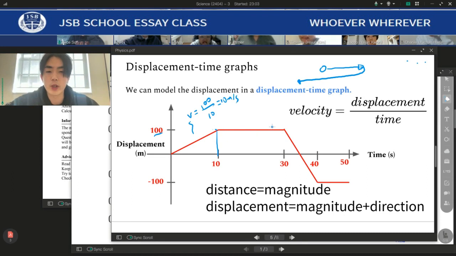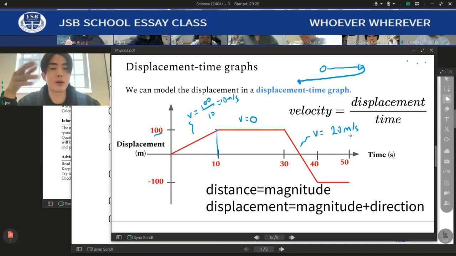From here to here, we know it's stopped, okay? This is flat, so velocity is 0. Let's look at from here to here. Charlie, what do you think the velocity is from this side? 20 meters per second. Good.